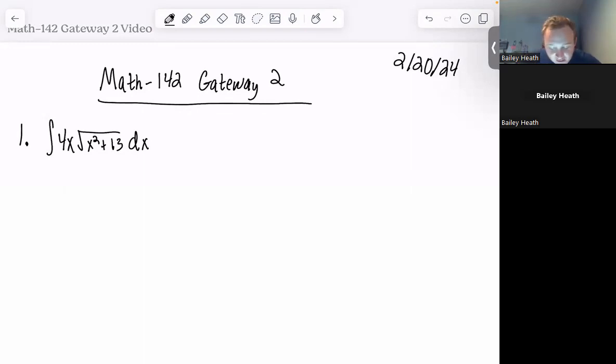In particular, as I look at this first problem, my first instinct is to try to do a trig substitution. Why do I think that? Well, I think that because I see this square root of x squared plus 13. Whenever we have a square root of x squared plus a squared, that oftentimes lends itself to a trig sub.